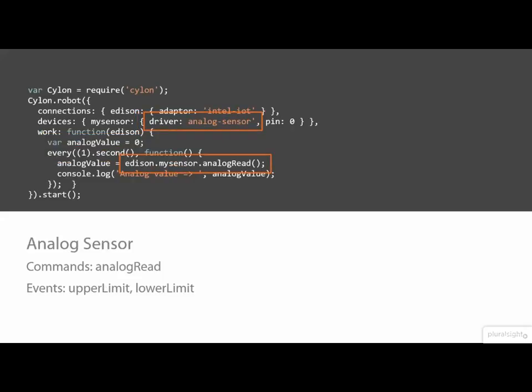The analog sensor, like the direct pin driver, allows for reading the analog value of a pin, but it also allows you to set lower and upper value limits and then fire events when the sensor value drops down to the lower or reaches the upper. Once again, it's a convenience, nothing more.